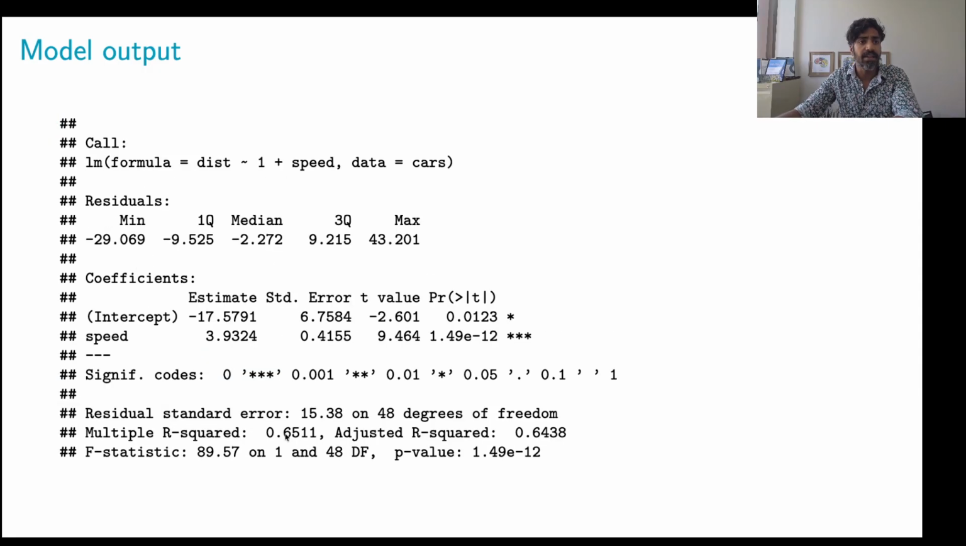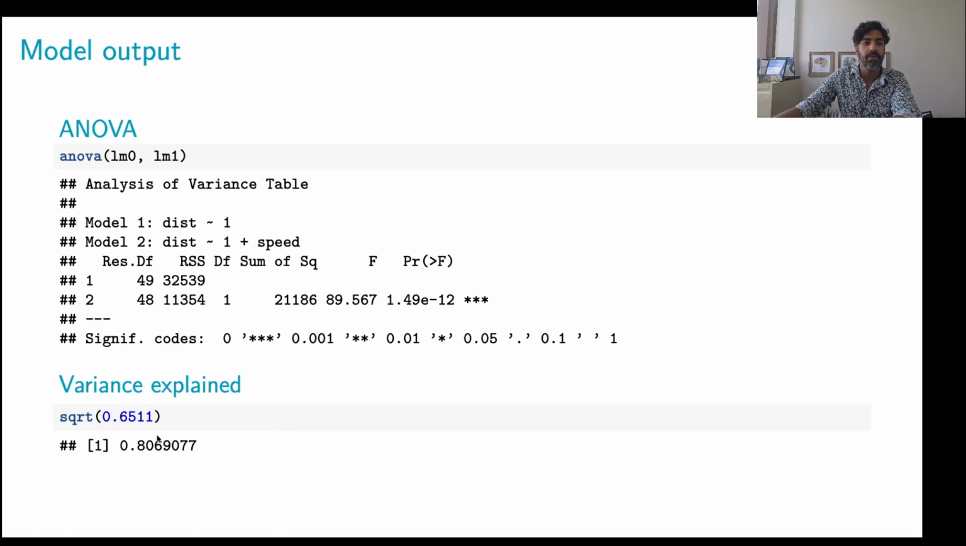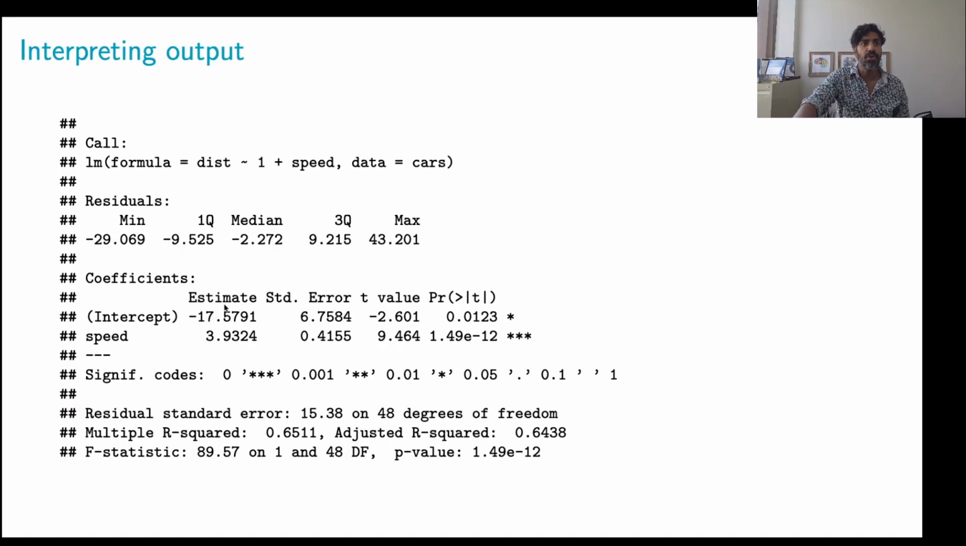The variance explained, you can see the multiple R squared is 0.65, so 65% of the variance is explained using this model, using speed to explain stopping distance. If we were to convert that to correlation, remembering the relationship between correlation and the coefficient of determination, the square root of R squared gives you 0.806. So that's the correlation between the two measures. So interpreting the output.